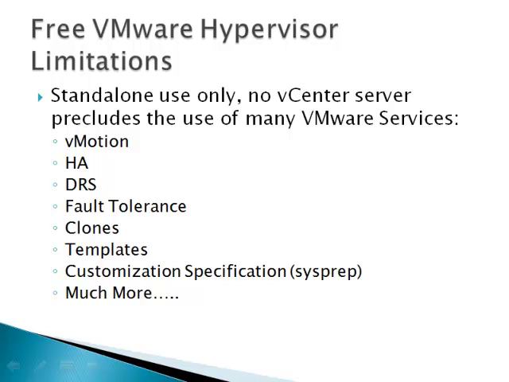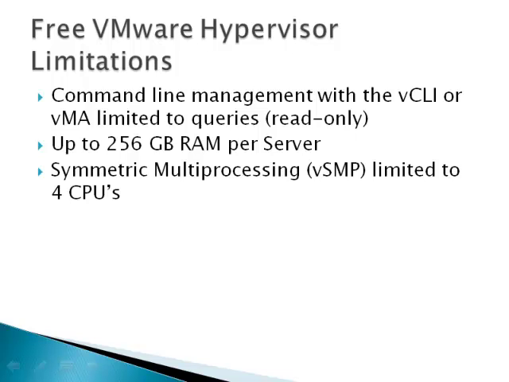Some of the limitations of the free VMware hypervisor include the fact that it's entitled for standalone use only. You can't connect to a vCenter server, which precludes the use of many VMware services like vMotion, HA, DRS, fault tolerance, clones, templates, sysprep, and much more. While you can connect with some of the remote command line interfaces like the VCLI or VMA, your queries will be limited to read-only. You're only allowed up to 256 gigs of RAM per server.